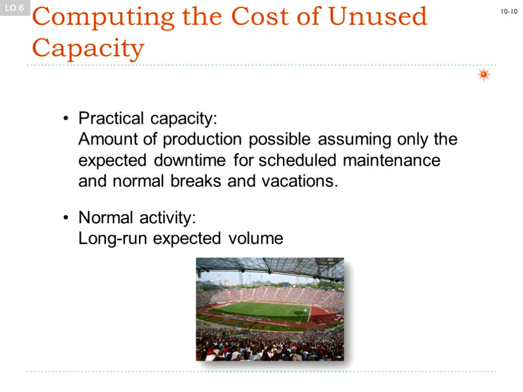And then finally, we have normal activity. Normal activity is the long run expected volume of production. So when using normal activity, the cost of used capacity is charged to the product, and the cost of the unused capacity is charged as a period expense. This allows the manager to track the unused capacity cost and take action to reduce the capacity supplied if need be.